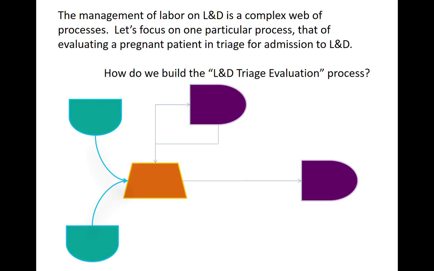So let's look at a sample clinical process that we're all familiar with and build a process map for it. The management of labor and delivery on L&D is a complex web of many different processes, so we're going to focus on one particular part of that overall web of processes, that of evaluating a pregnant patient in triage for admission to labor and delivery. So let's look at how to build the L&D triage evaluation process map.